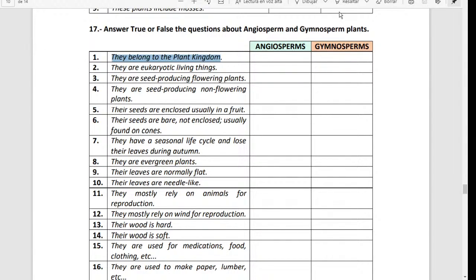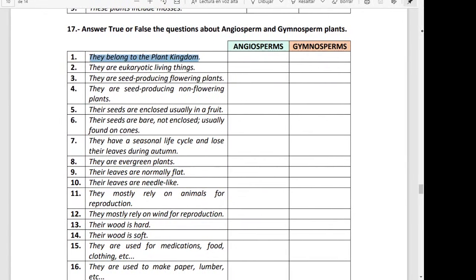And now please, what do you think? Talking about number one. They belong to the plant kingdom. Angiosperm or gymnosperm? What do you think?